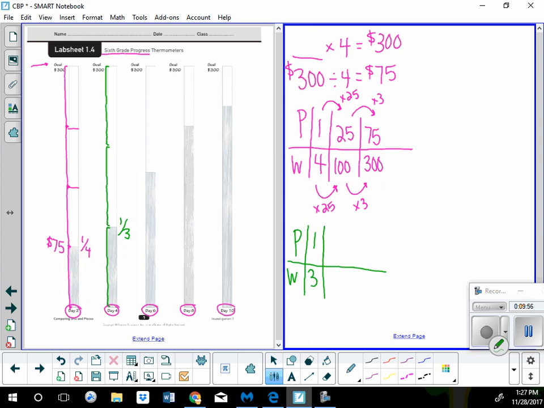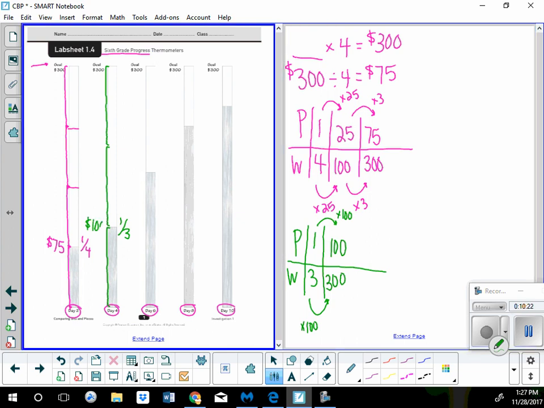300. What should I multiply by? 50. Can I do something else? 100. Let's do 100. All right. So 1/3 would be $100. Looks good. Okay. I would like to do day 8. I want you to turn to your partner and tell them your prediction for what you think day 8 is.